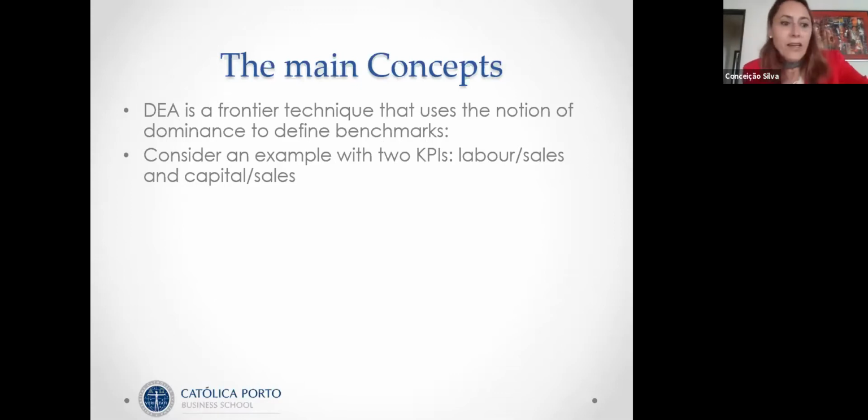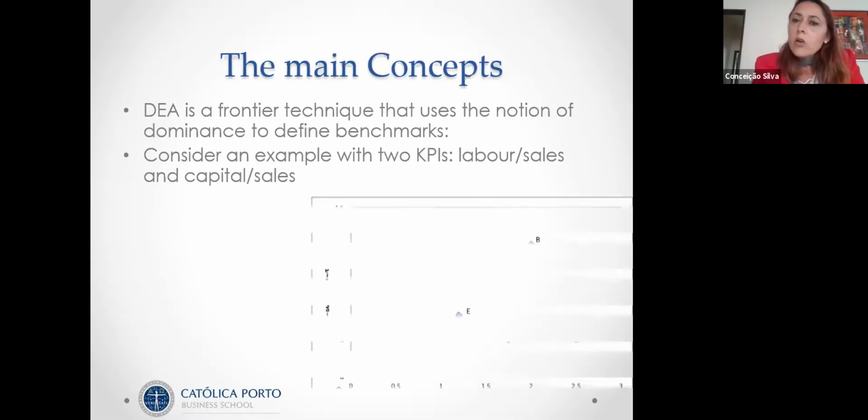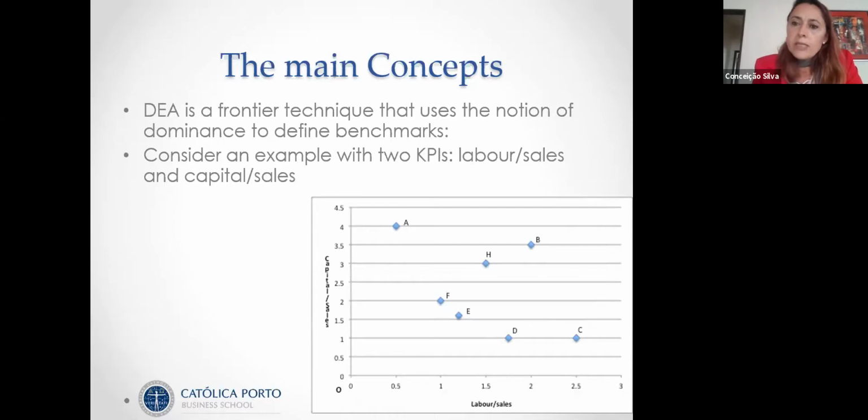I wish I had time for everything, but I already see that I need to speed up. Regarding the main concepts that we have here, what I've been using mostly is DEA. DEA stands for data envelopment analysis. It is a frontier technique that uses the notion of dominance to define these benchmarks. So basically, we are doing benchmarking. We basically did benchmarking in two ways. In one, we use separate KPIs, and then we use an aggregate indicator of a selected number of these KPIs. The logic behind this notion of frontier is relatively simple.